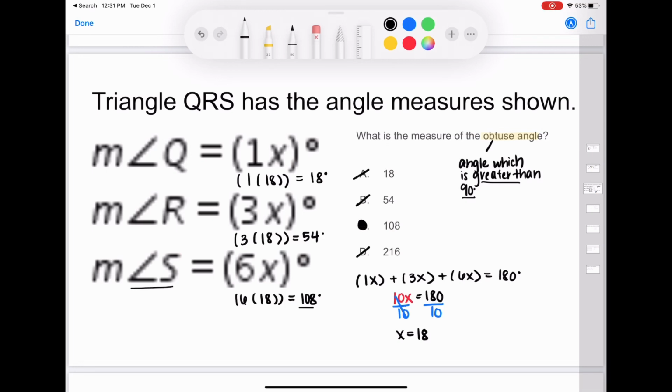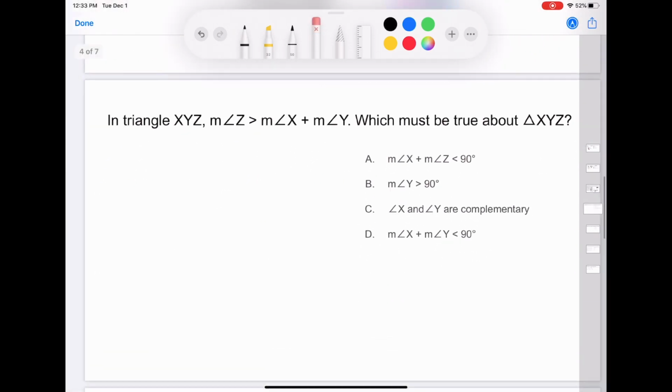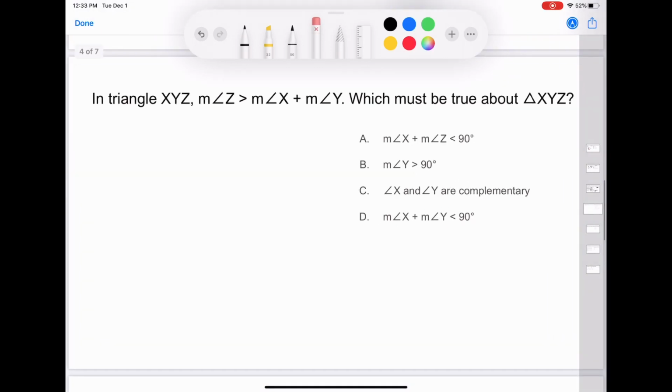Let us look at the next problem. This problem states, in triangle XYZ, angle Z is greater than the sum of angle X and angle Y. What must be true of triangle XYZ? Well, the easiest way to go about this is to read these different scenarios and think of different circumstances in which they may or may not apply.